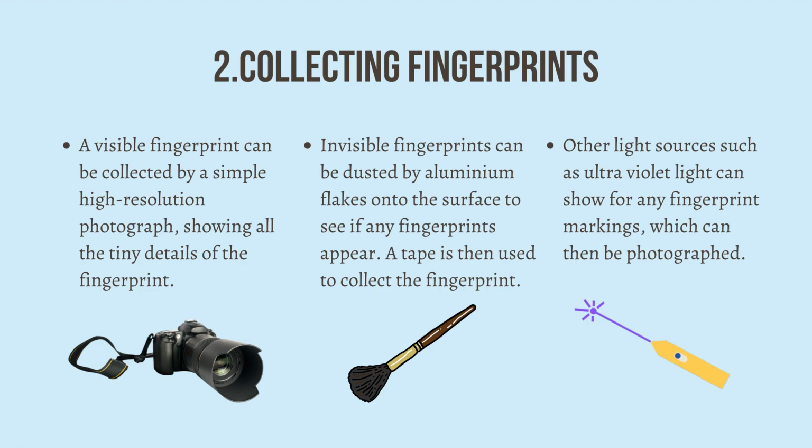Secondly, collecting fingerprints. A visible fingerprint can be collected by a simple high-resolution photograph, showing all the tiny details of the fingerprint. Invisible fingerprints can be dusted by aluminium flakes onto the surface to see if any fingerprints appear. A tape is then used to collect the fingerprint. Other light sources such as ultraviolet light can show for any fingerprint markings, which can then be photographed.